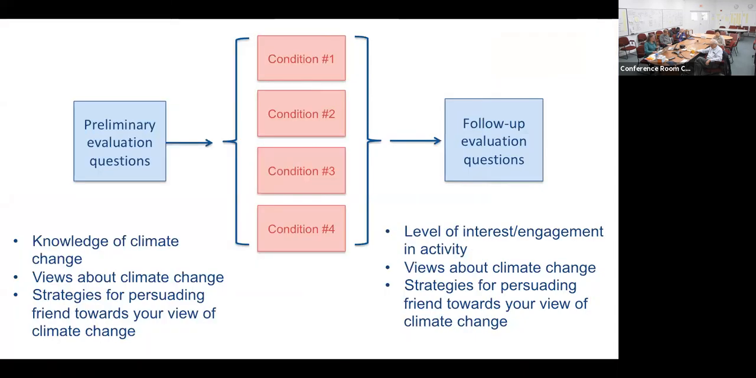Okay, so our research project was added onto an existing project, and so we piggybacked our data collection on an already planned evaluation of the iPad app itself. So the format was there were preliminary evaluation questions, which were common across the entire climate change education project, including other products other than the iPad app, that talked about things like knowledge of climate change, views about climate change, and then we added strategies for persuading a friend towards your view of climate change. And then they did our activity, and then there were follow-up evaluation questions.